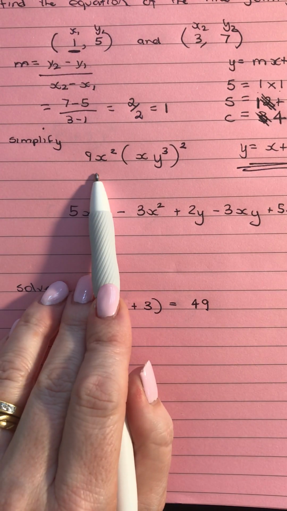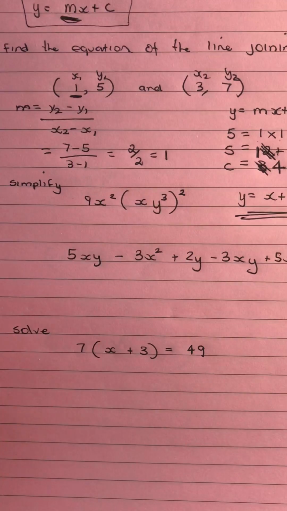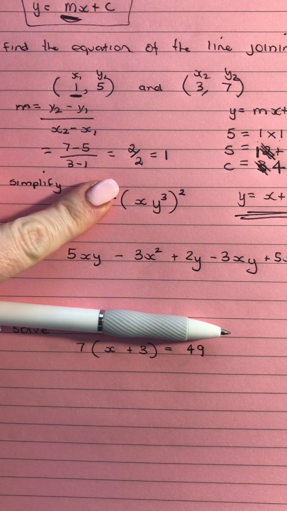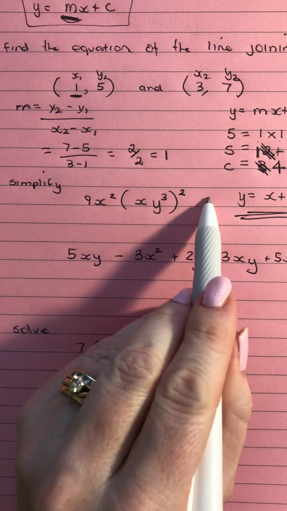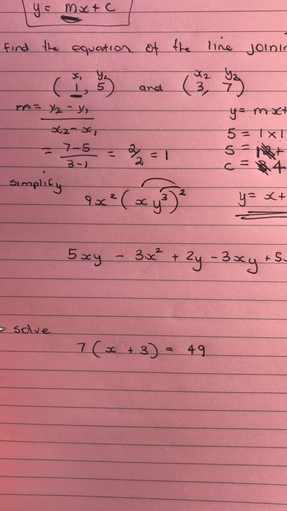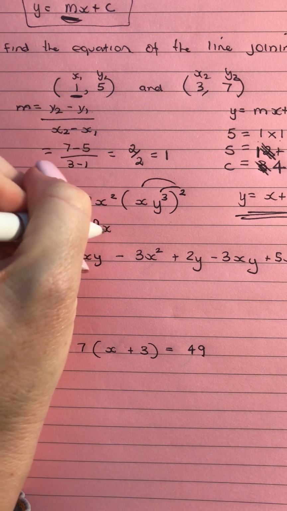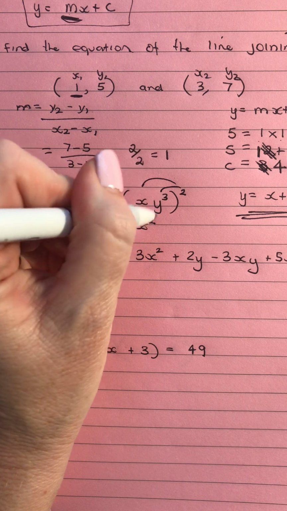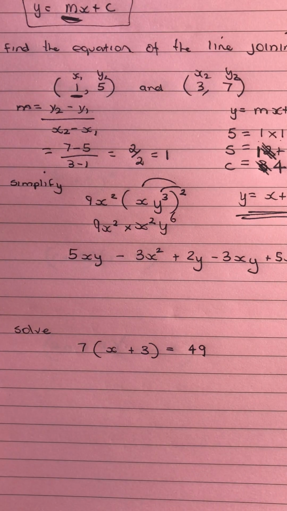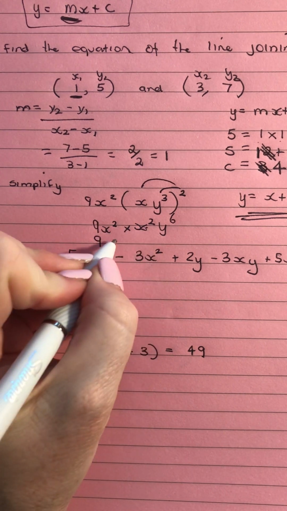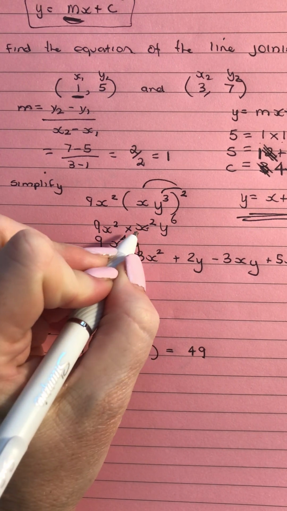Then we have our simplifying. So when we've got our simplifying, we've got our brackets. So we need to do that part first. So I'm going to disregard this 9x squared and just apply the squared from outside the brackets to each of the things inside the brackets. So I'm going to get 9x squared, and I'm multiplying that by x squared, and my y will be y to the power of 6. Now I've got my 9 will stay as it is. X squared times x squared is x to the power of 4, y to the power of 6.